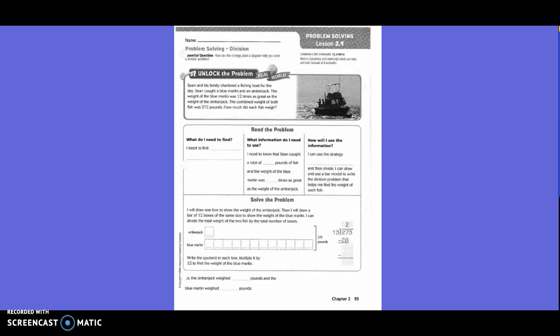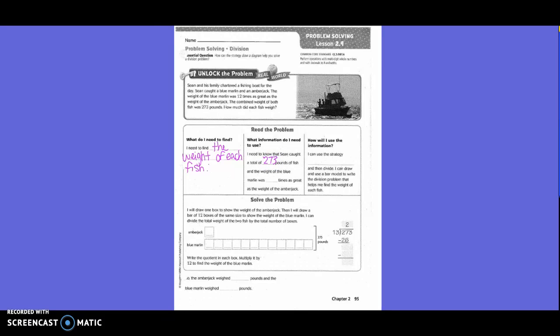So what do I need to find? I need to find how much did each fish weigh? So the weight of each fish, right? What information do I need to use? So I need to know that Sean caught a total of blank pounds of fish. So how many total pounds of fish? 273. Okay, 273 pounds of fish.